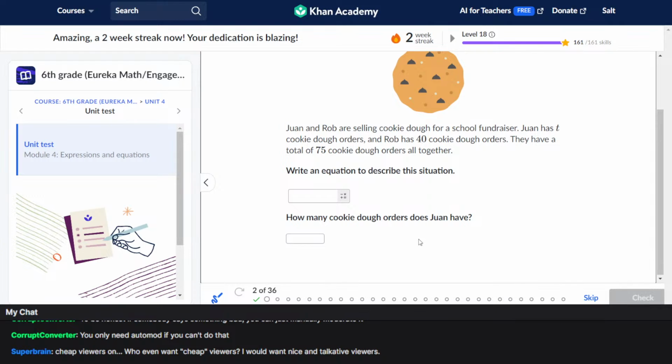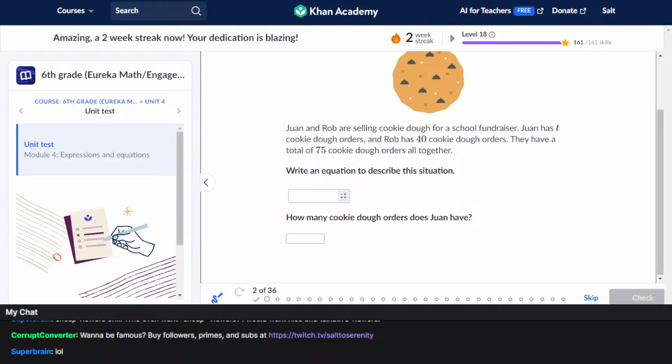Superbrain says cheap viewers on. Who even wants cheap viewers? I would want nice and talkative viewers. Guys, SiriBot's pretty good. It's pretty smart. But you should be careful with that, because the way SiriBot works is it automatically bans. Superbrain says LOL. It deletes your message and then bans you. So if you did trigger it, then you would get banned, and then I have to unban you, and that's a pain, and maybe I'm too lazy. So maybe I would do it after the stream. You know, you never know.